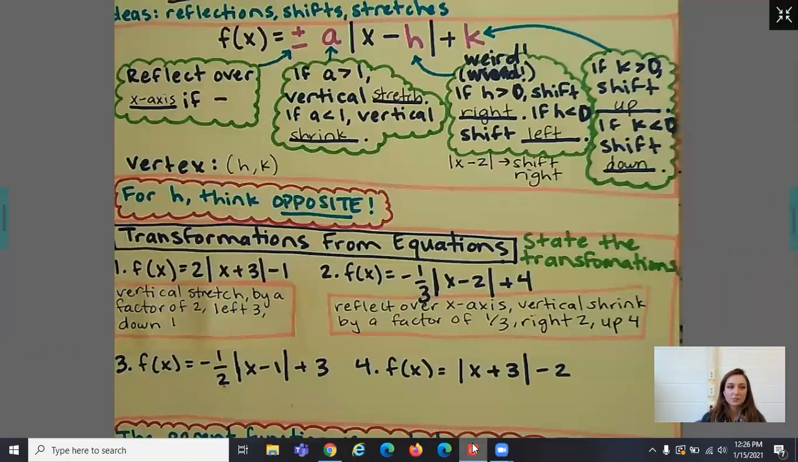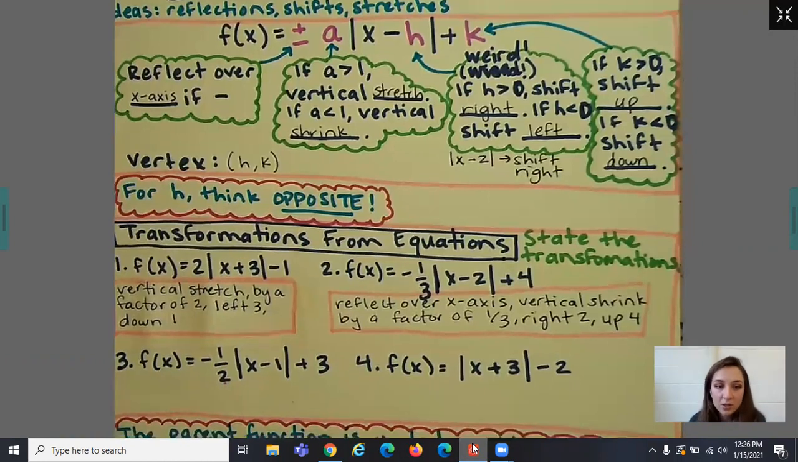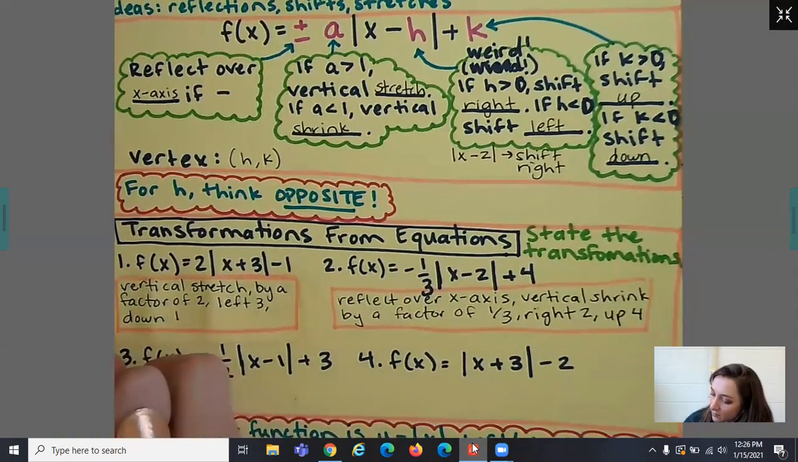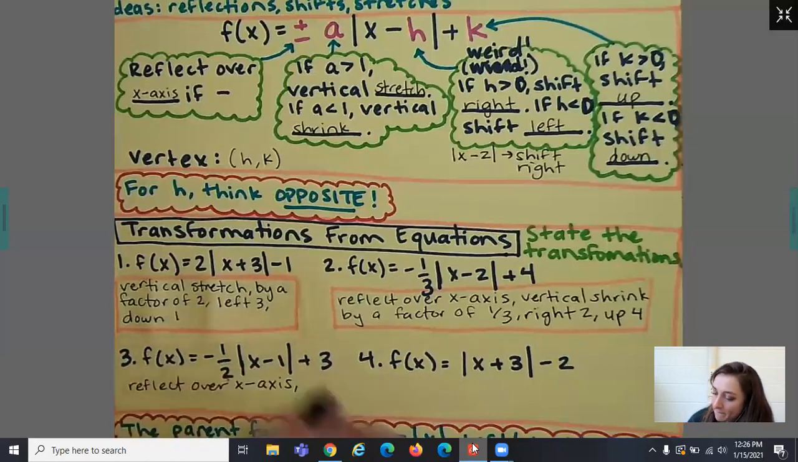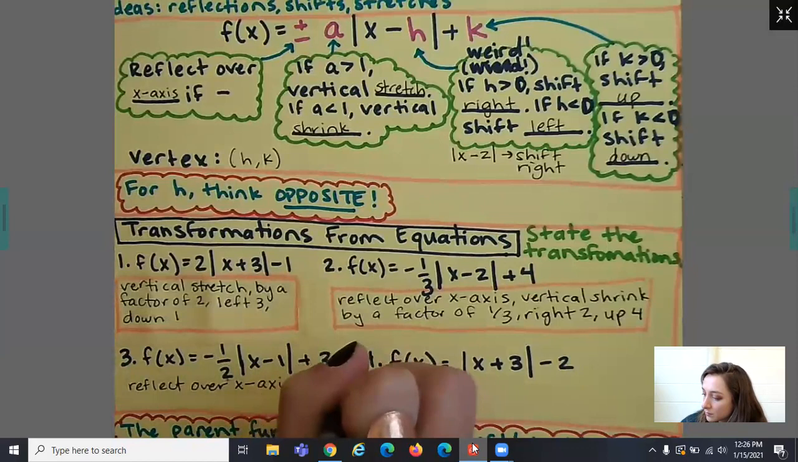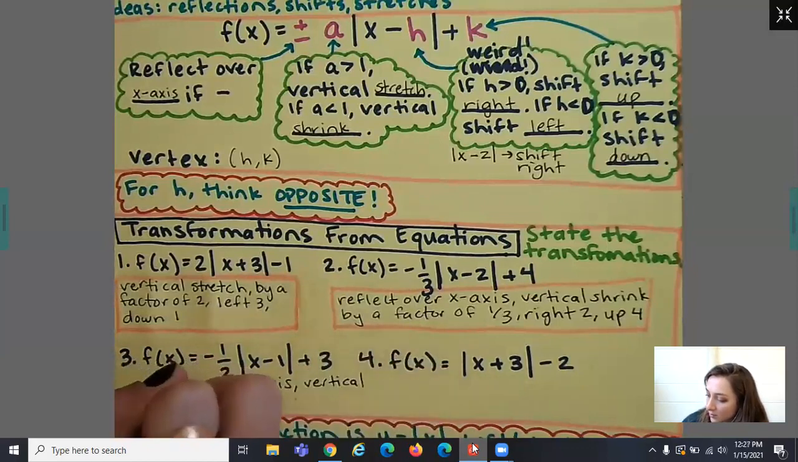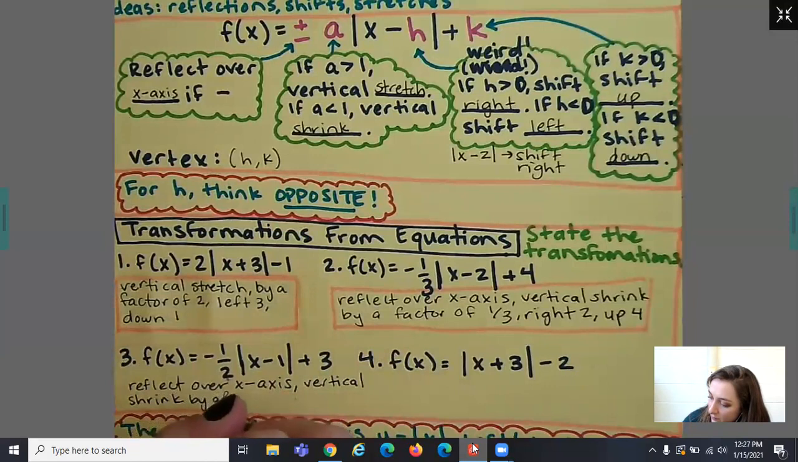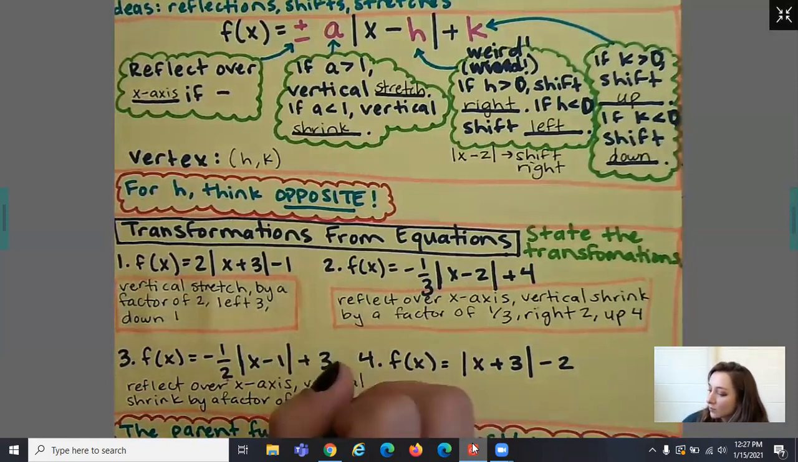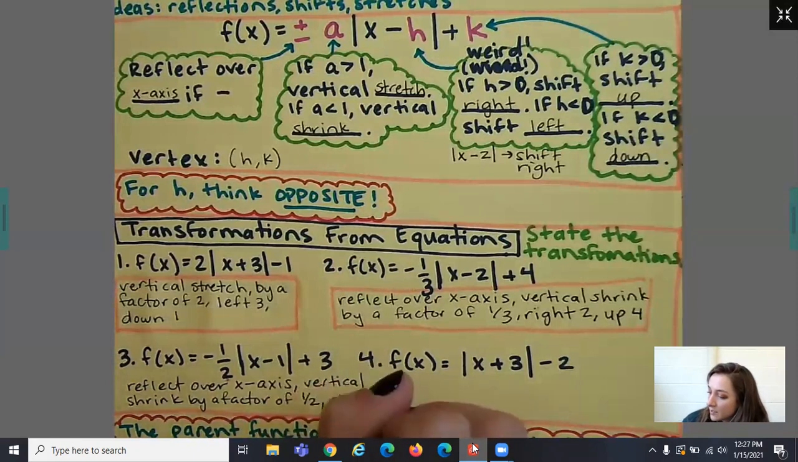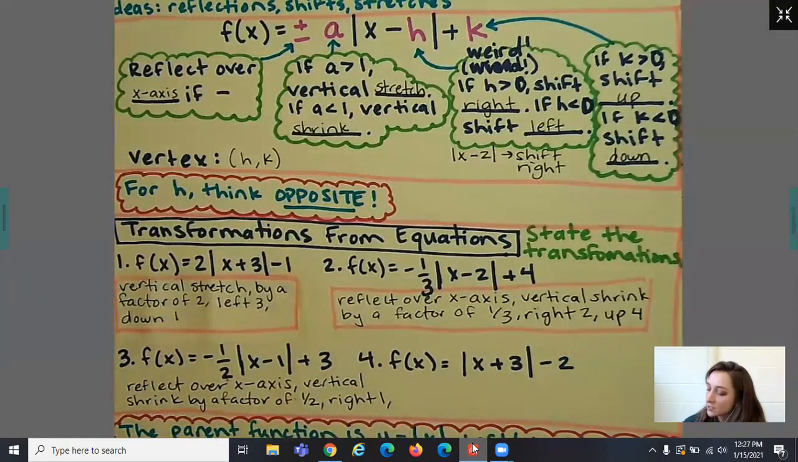Okay, so let's move on to our next one, and this is actually going to be very similar. So there is a negative in the front. That means reflects over the x-axis. We do have a 1/2, so that's less than 1. So this is going to be a vertical shrink, because it's less than 1, by a factor of 1/2. Negative inside of the absolute value is now going to mean right. So we're going to go right 1. And then our last thing is this +3 on the end, and that is normal. So this is going to go up 3.